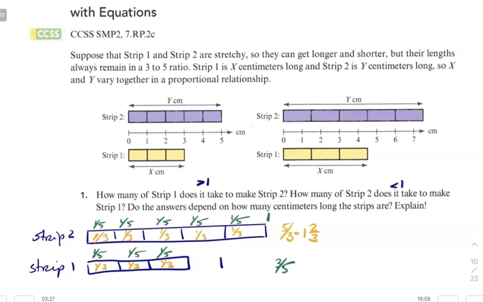In fact, we didn't even look at the centimeters. We could have completely ignored all of this, and all we needed to know was that these rectangles were the same, and one of the strips had 5 of them and the other strip had 3. So this was unrelated to any of the actual measures. It was just the relative measures of strip 1 and strip 2.